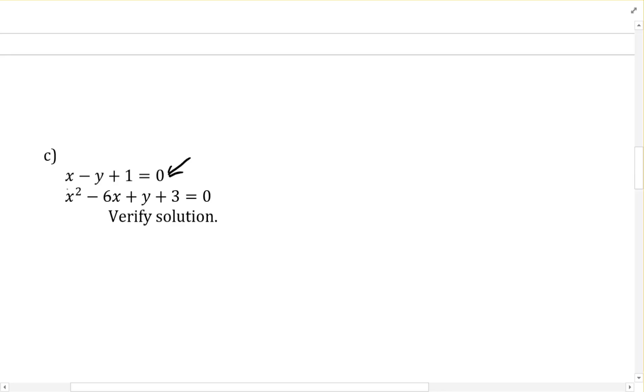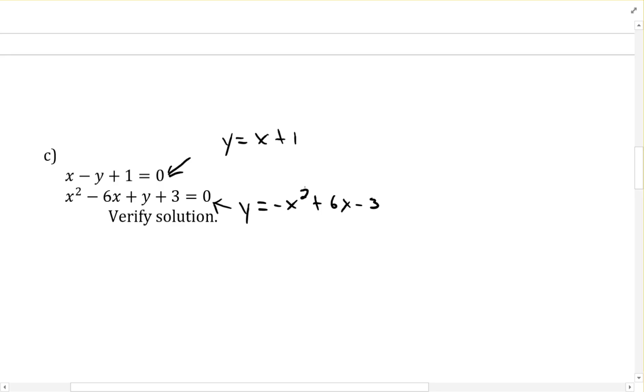I'll show you how they're the same thing because if you look at the top one here, if we rearrange, this would be y is equal to x plus 1. The bottom one here, if you rearrange, would be y is equal to negative x squared plus 6x minus 3.